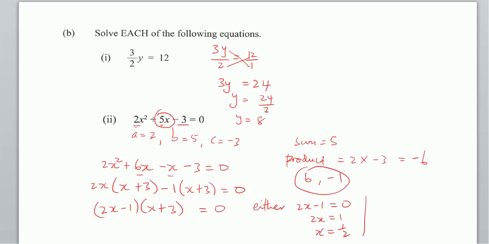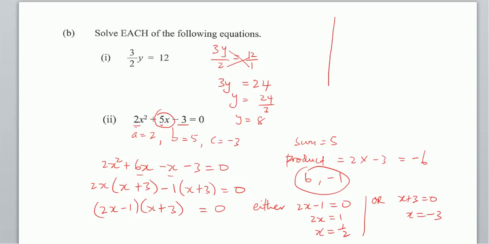The other solution is, or x plus 3 is equal to 0. Therefore, x is equal to minus 3. Right? So for this particular quadratic, we had two solutions. x is equal to a half and x is equal to minus 3.